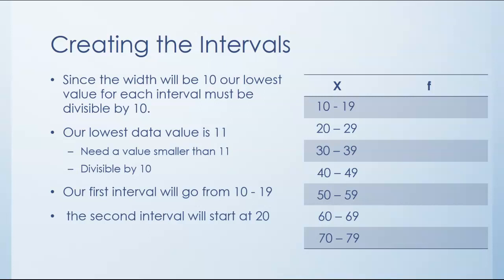Notice that if I subtract 20 minus 10, that's going to give me that 10. Now when you talk about the width of your interval, you're always talking about subtracting the low of one class from the low of the previous class. So 20 minus 10 gives me 10. If I came down here and did 50 minus 40, that would also give me 10. That's how I see the actual width. Don't subtract these within a class. You actually subtract the lows between classes.